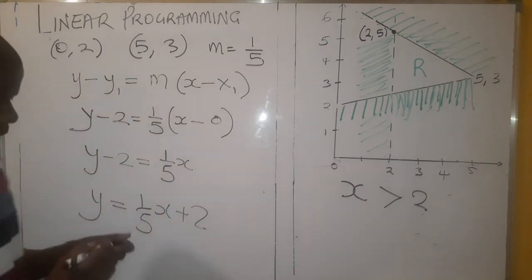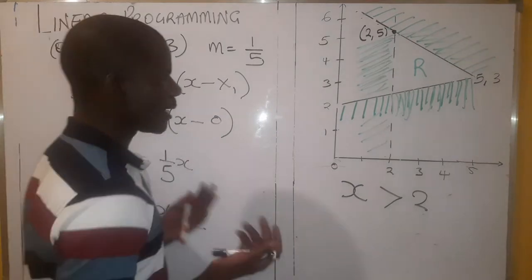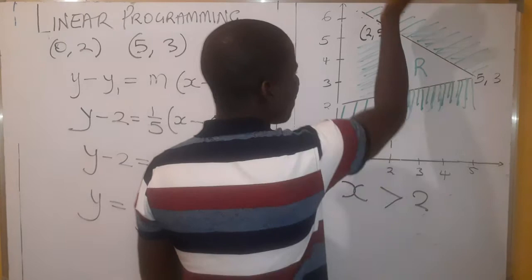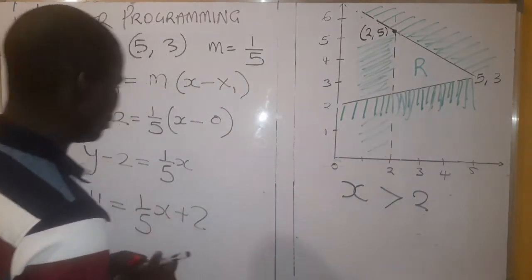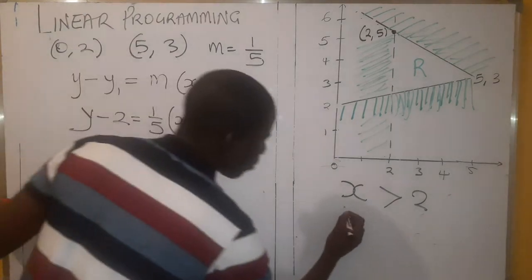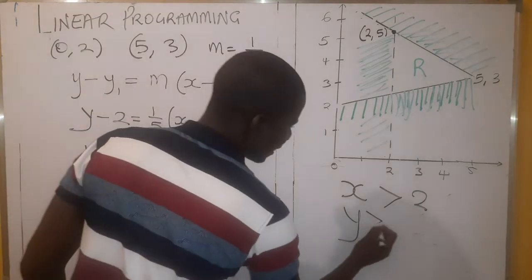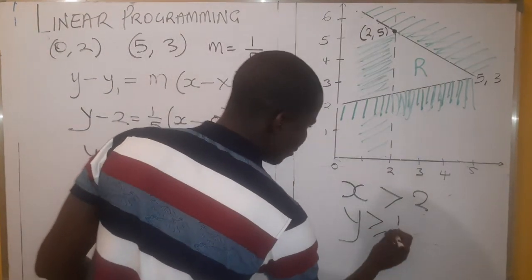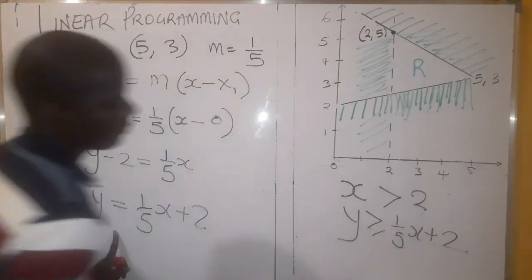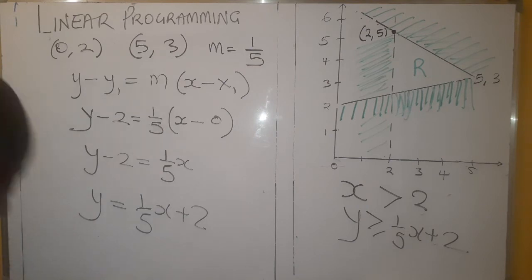This is an equation. Then we need the inequality. How do we write the inequality now? You look at the upper part. The upper part is what we want. So the inequality is going to be y is greater than or equal to 1 over 5x plus 2. That is going to be our second inequality.